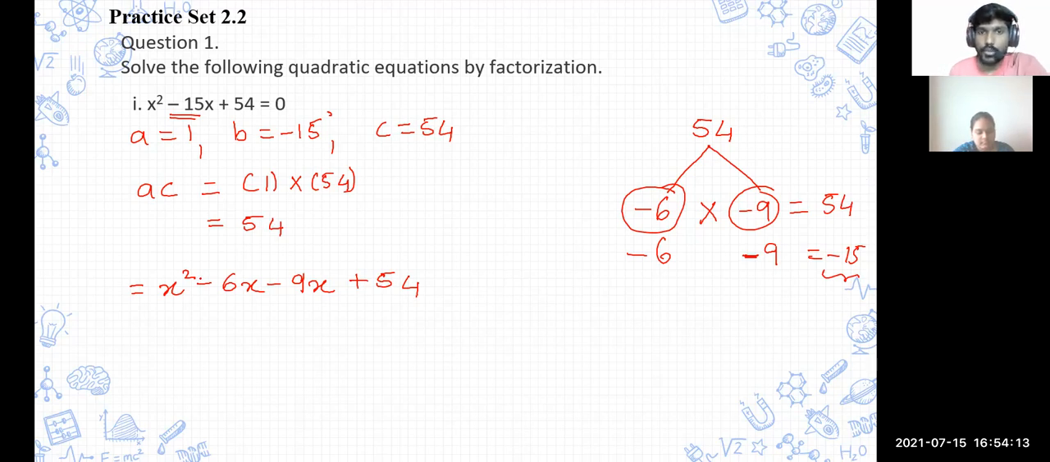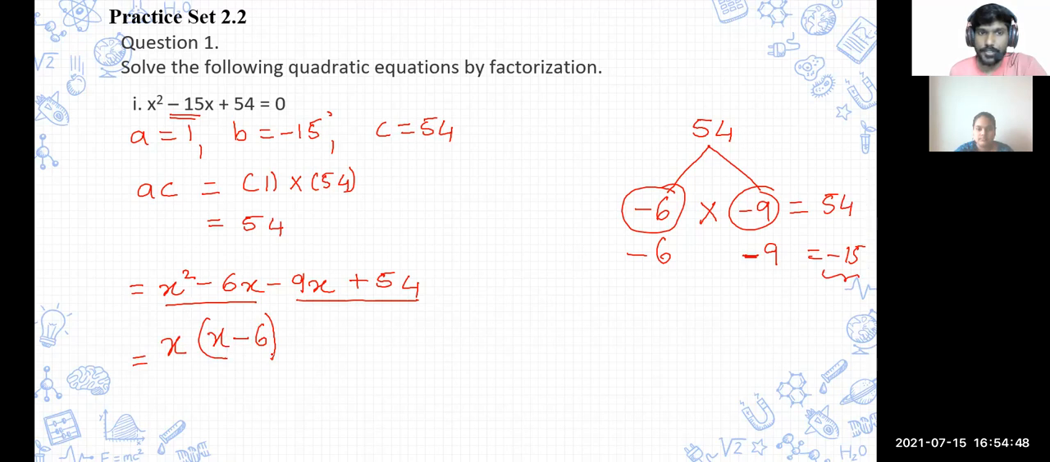Now after this, you have to do pairing. You pair the first two and you pair the last two. Can you see the pairing I have done? Now from the first pair, what can you see common? x square and minus 6x, what is common? x. So you take x outside. Inside the bracket, you will be left with x minus 6.